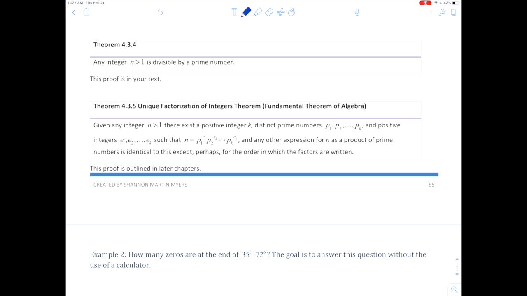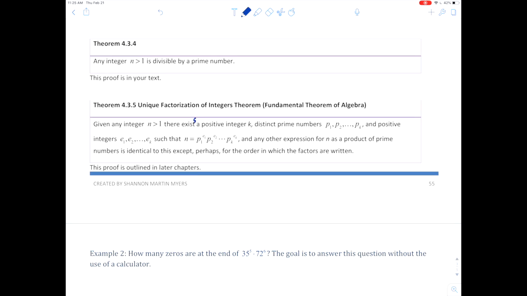It's also called the unique factorization of integers theorem. Given any integer n greater than 1, there exists a positive integer k, distinct prime numbers p1, p2 down to pk, and positive integers e1, e2 down to ek, such that n equals p1 raised to the e1 times p2 raised to the e2 times, all these are products, pk raised to the e sub k. And any other expression for n as a product of prime numbers is identical to this, except perhaps for the order in which the factors are written.